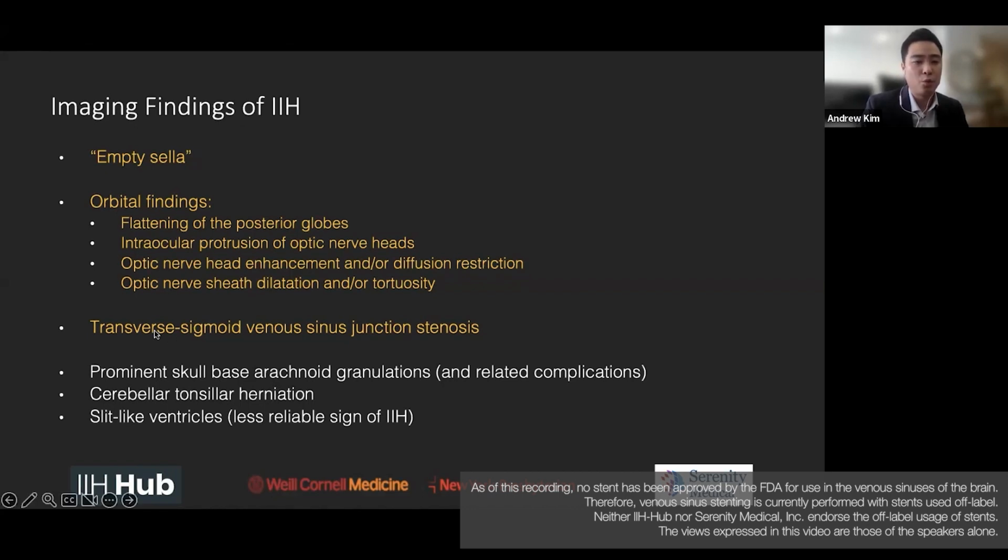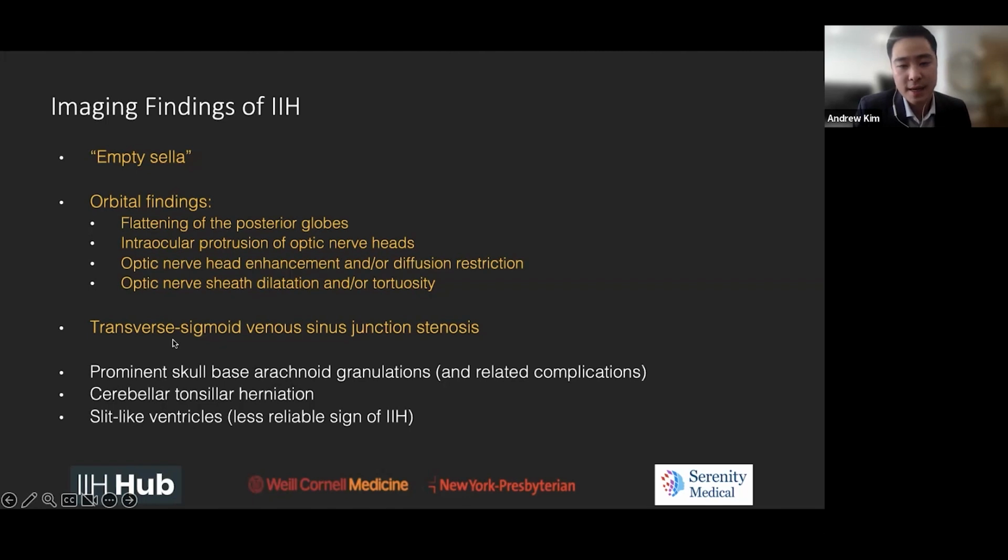The third one here, the transverse sigmoid sinus junction stenosis, has been found to be the most sensitive and specific for IIH. A close second will end up being the empty sella, which studies have shown to be in up to 80% of patients, 70 to 80% of patients. As well as orbital findings that we'll go through.